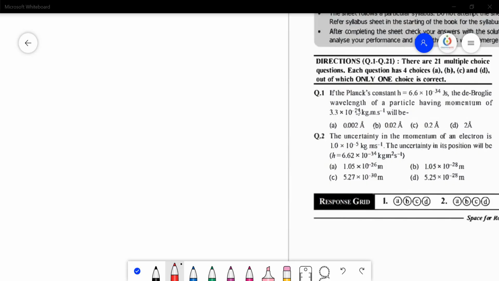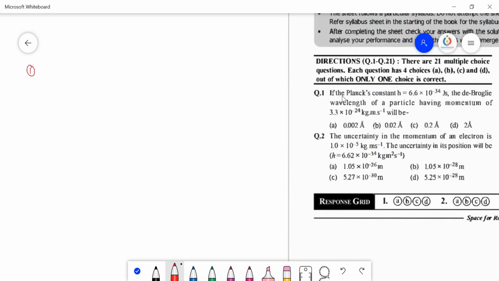Hello students, in today's session we shall discuss the remaining questions of the atomic structure. The first question is, if the Planck's constant h equals 6.6 into 10 power minus 34 joule seconds, the de Broglie's wavelength of a particle having momentum of 3.3 into 10 power minus 24 kg meter per second will be.